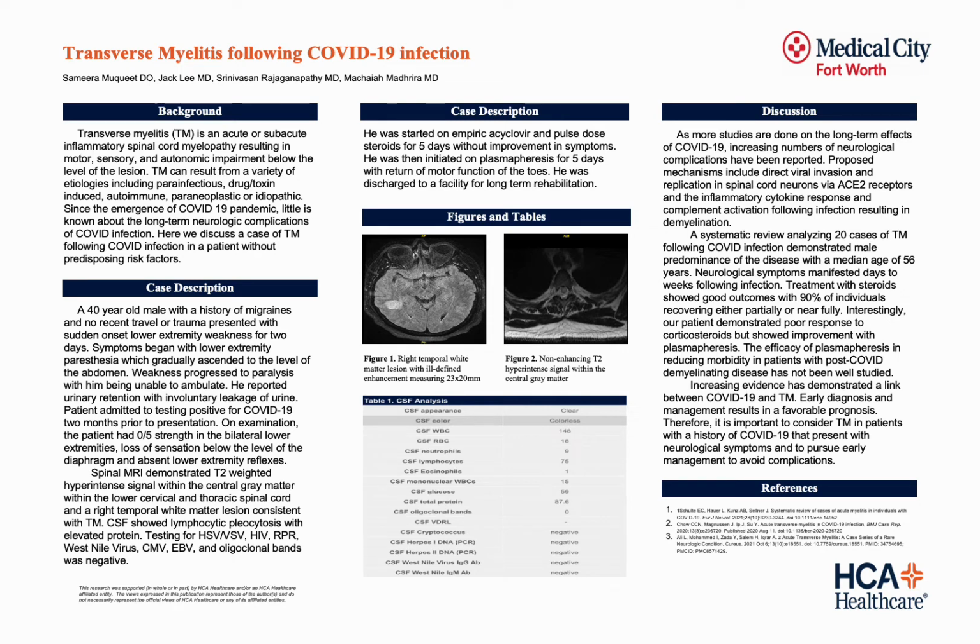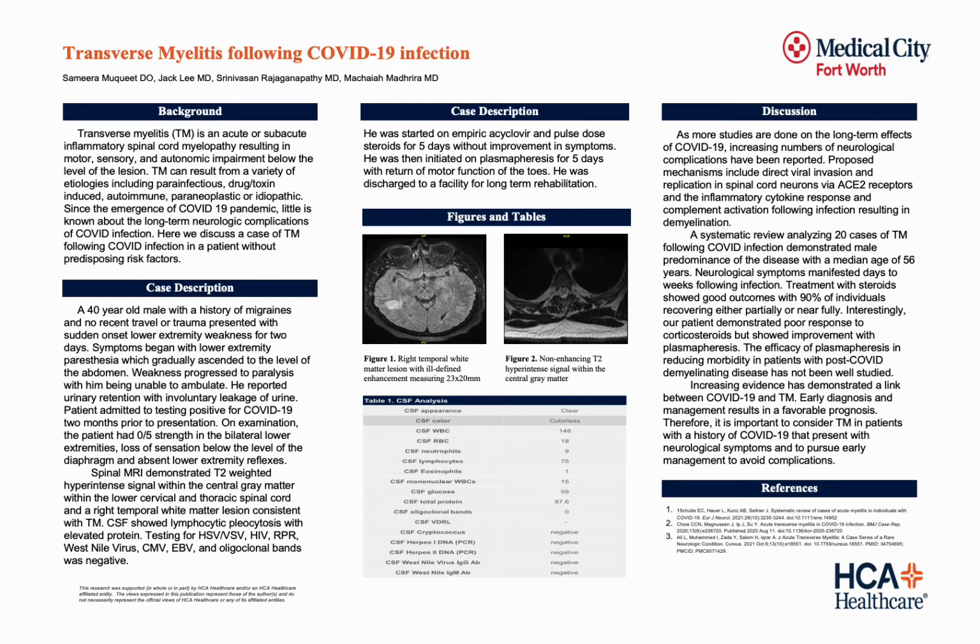Our case is a 40-year-old male with a history of migraines and no recent travel or trauma who presented with sudden onset lower extremity weakness for 2 days. Symptoms began with lower extremity paresthesia, which gradually ascended to the level of the abdomen. Weakness progressed to paralysis, with him being unable to ambulate. He reported urinary retention with involuntary leakage of urine.